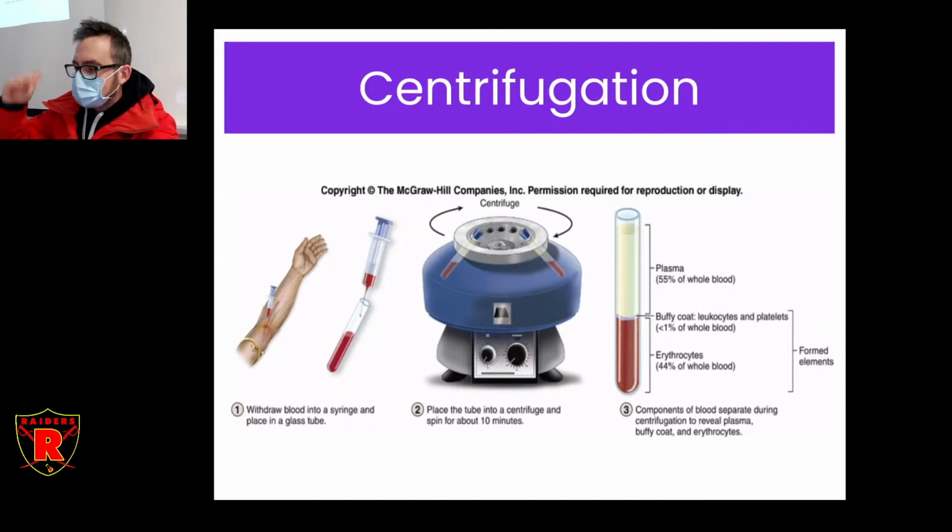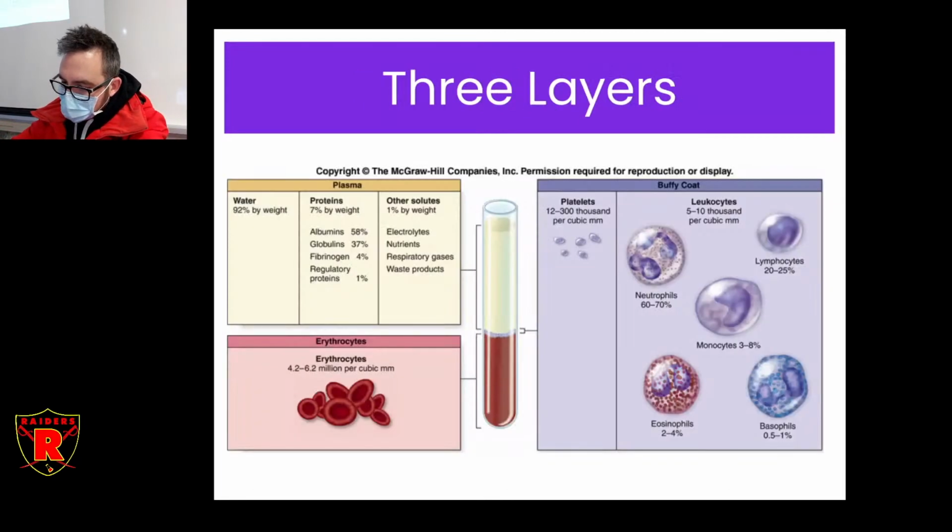Then in between that and the plasma, which is really the water component, there's what's called the buffy coat. So the buffy coat in the middle is white blood cells and platelets. The platelets are actually so few that you can't really see them. It's mostly white blood cells in there. And then the rest is plasma, which is mostly water. So that's the general breakdown.